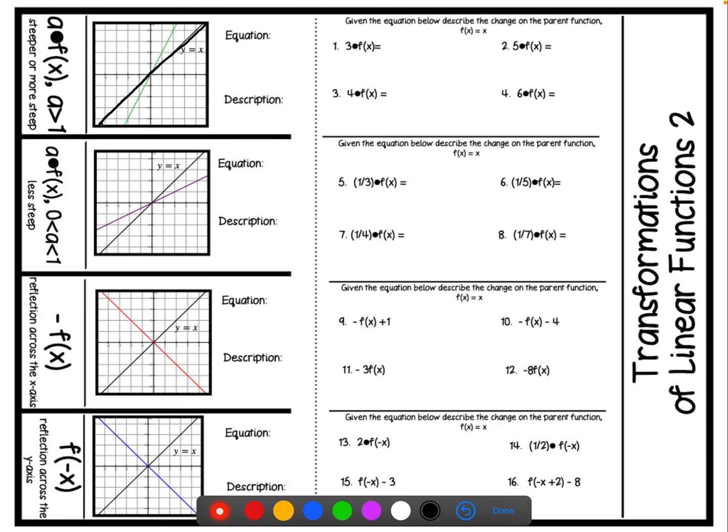Okay, now let's talk about what happens when we multiply our parent function by a number greater than 1. So like 2, 3, 4, something like that. Notice that we have our parent function here, y equals x. But then we have this green line. Notice that it's a little more steep than our parent function.